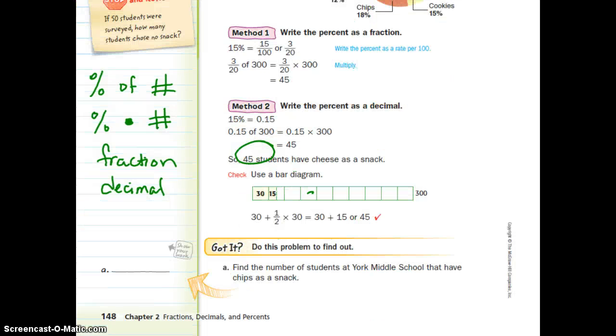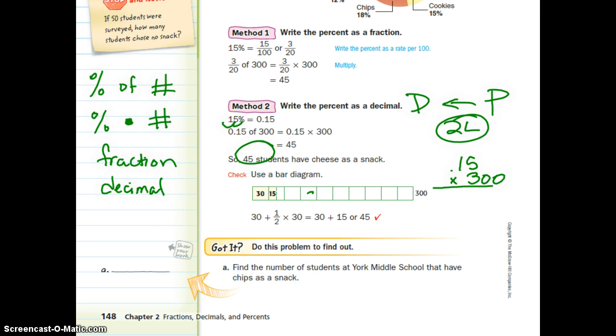Method number 2 is converting our 15% to a decimal. To go from percent to decimal, it's 2 to the left. So we do 2 bunny hops, and that puts us at 0.15. So then we have 0.15 times 300. And you're like, Miss Morris, you can't set it up like that. Yes, you can, because these zeros have no value.